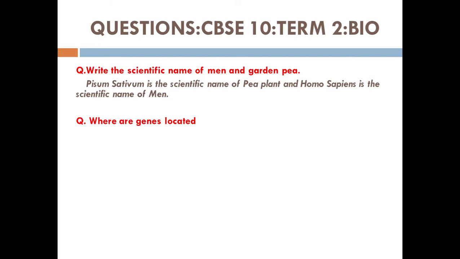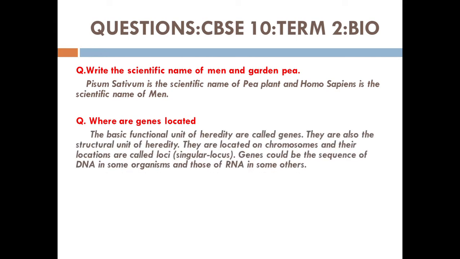The next question, where are genes located? We all know that genes are the structural unit of heredity and it's important for our body design. Now let us look into the answer. The basic functional unit of heredity is called genes. They are also the structural unit of heredity. As I have said before, they are located on chromosomes and their locations are called loci. Genes could be a sequence of DNA in some organisms and of RNA in some others.